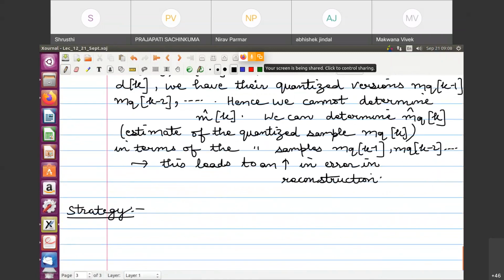So the strategy is that at the transmitter, determine m_q cap. Determine m_q cap, the estimate of m_q. At the transmitter itself you do it.